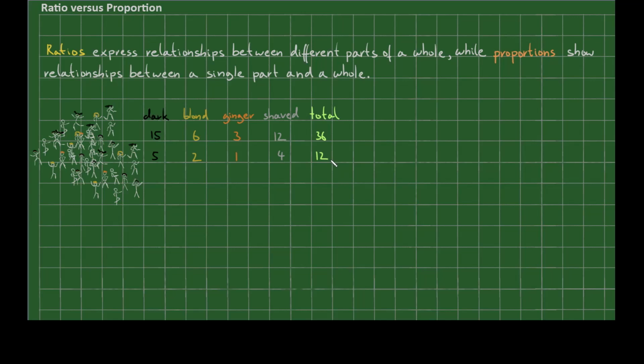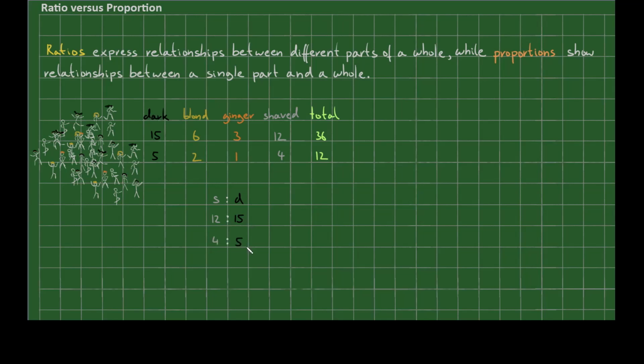In fact, fractions can be used to compare ratios. So let me prove that these two ratios are in fact equivalent. I'm going to look at the ratio between people with shaved heads and people with dark hair. According to the original ratio, there were 12 people with shaved heads, 15 with dark hair. So the ratio is 12:15. When we simplified it, we ended up with 4:5.